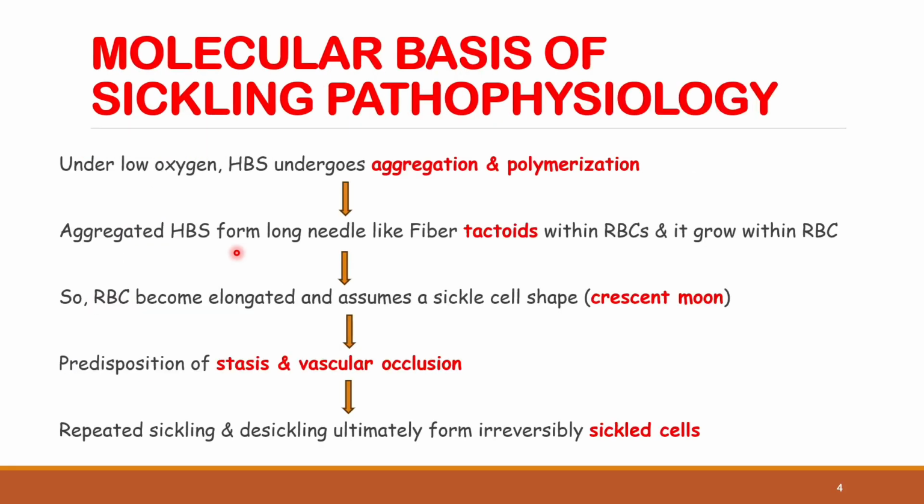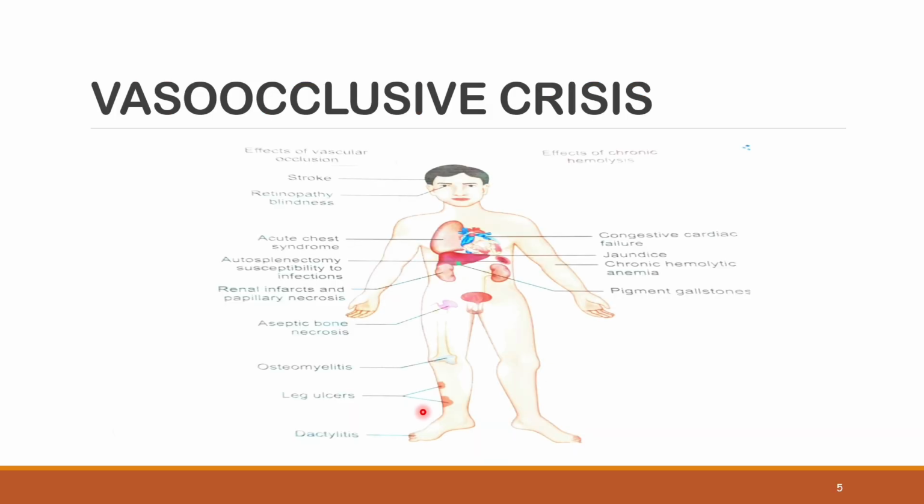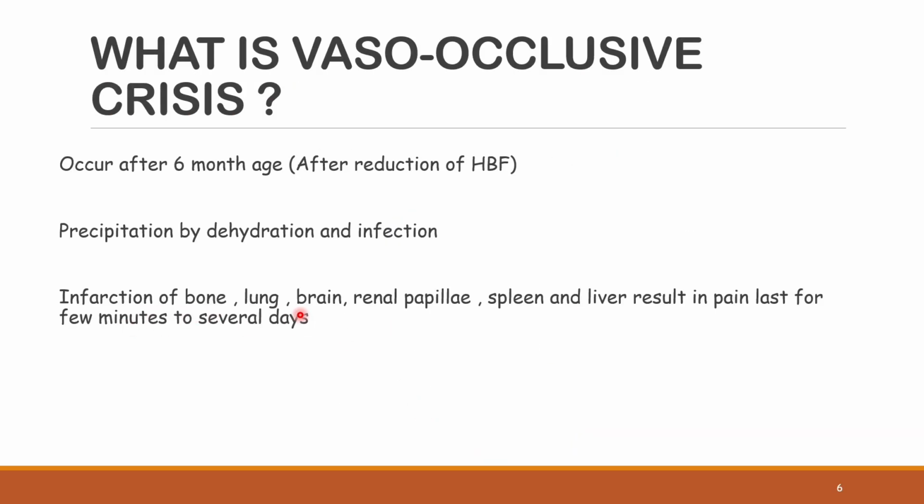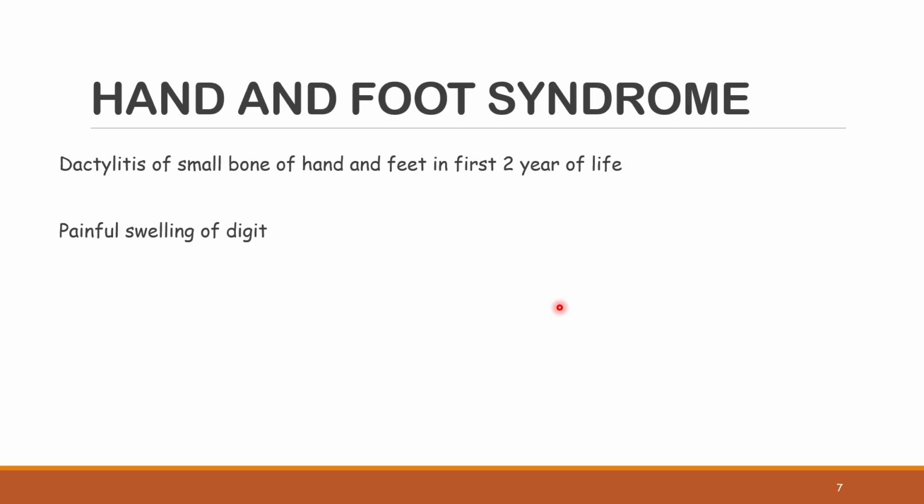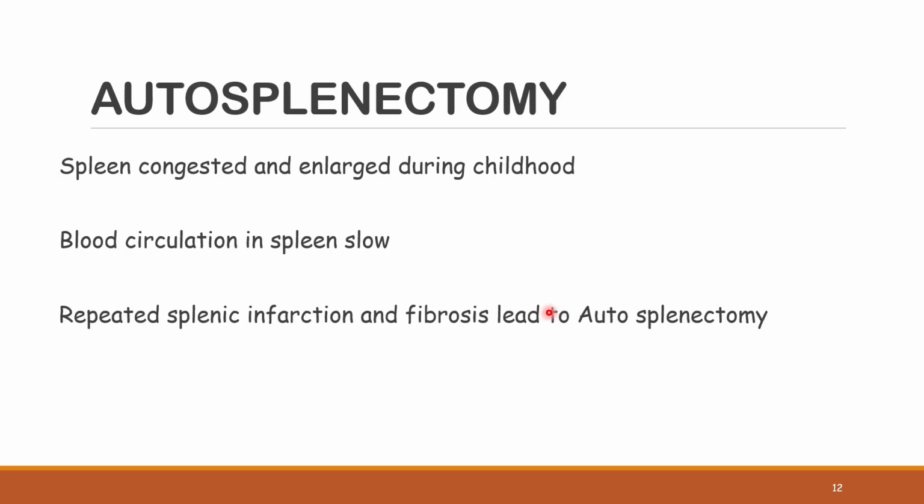See, the main pathophysiology is that under low oxygen levels, HbS will undergo aggregation, they will form a polymer, and it will give the RBC a sickle shape. And this sickled RBC can lead to vascular occlusion by stasis of blood flow. Because of occlusion, the patient can have an infarction in a variety of organs like bone, lung, renal papilla, spleen, and liver. And that's why the patient will have pain in the affected area. So that's the clinical presentation.